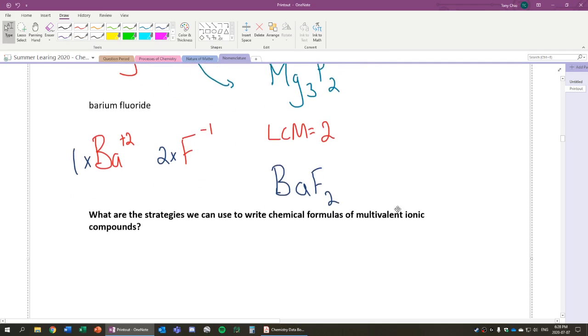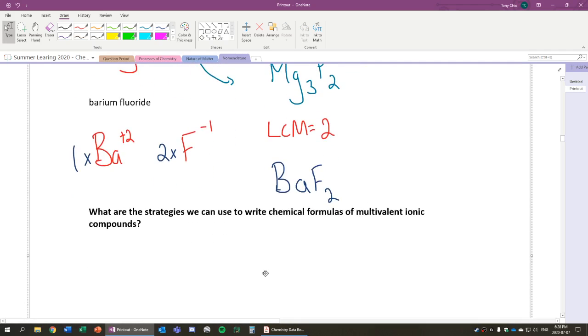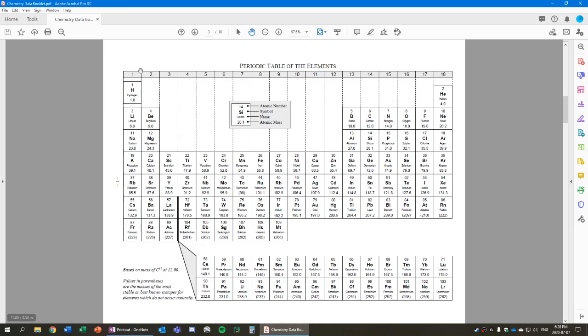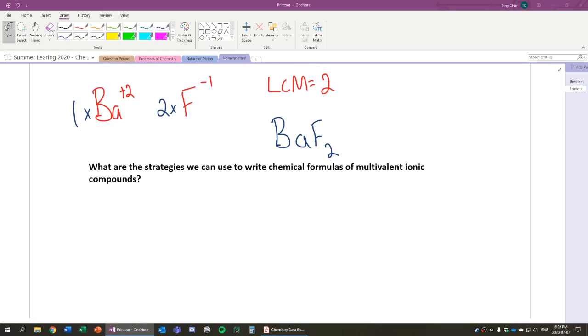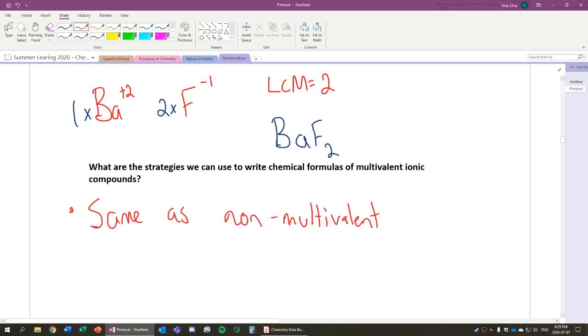What happens if now we need to write the formulas of the multivalents? Again, the non-multivalents are the elements that have one single charge. These are the metals right here. Column number 1 and column number 2 are metals that have one single charge. The multivalents have multiple charges. So how do we write their chemical formula? Well, the easy part here is it's the same as before, same as non-multivalents. It's just like what we're doing right now, but this is actually easier. Only the metal charge is given as a Roman numeral.